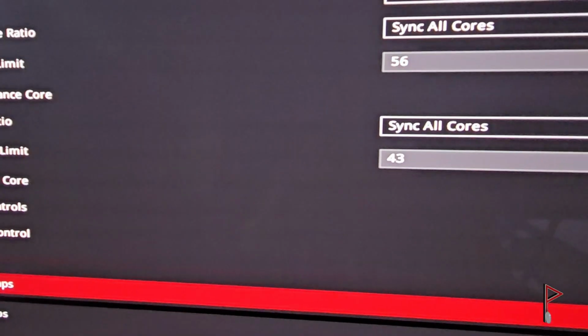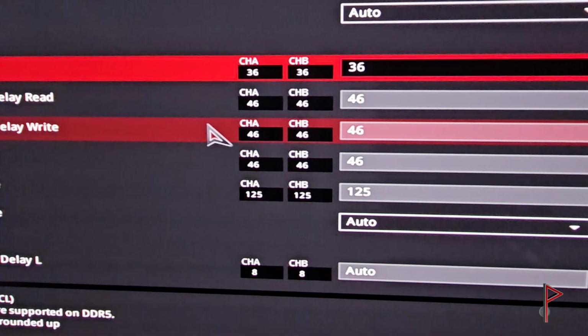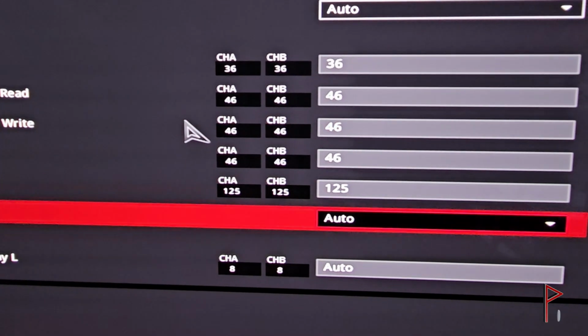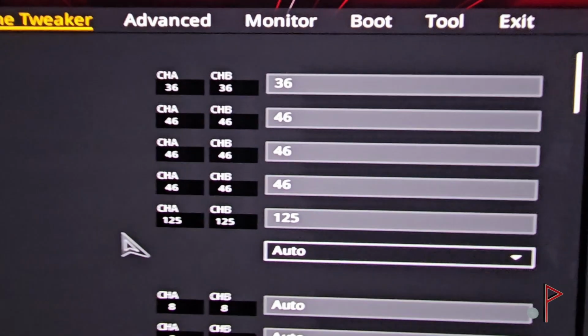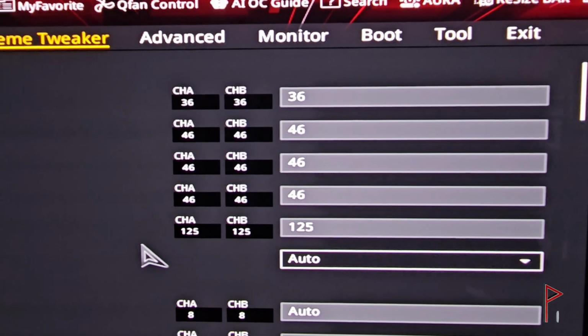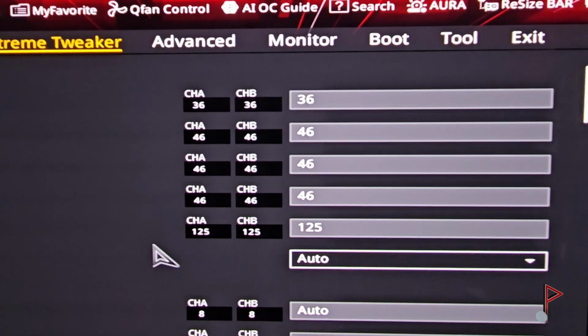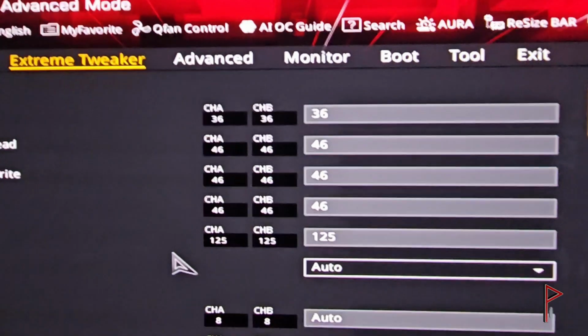But right now, specifically, we want to get into some timings. So here's your primary timings. I'm not going to mess with those because those I did not mess with in the optimized and tuned version where I ran those benchmarks. They stayed exactly like this. I simply changed the sub timings.